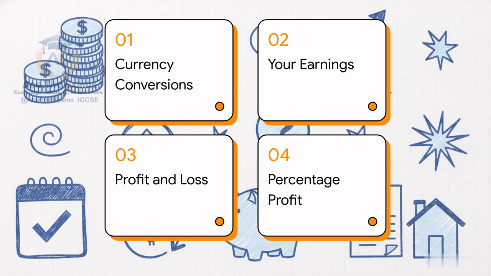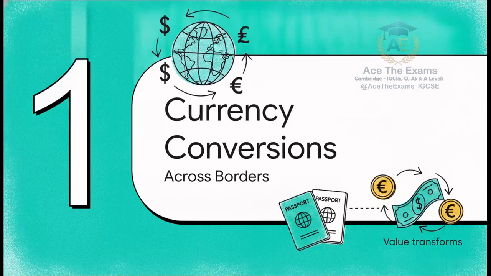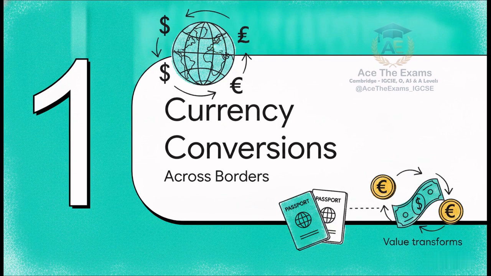We're going to cover global currency conversions, figure out how your earnings actually work, calculate profit and loss, and finally, look at percentage profit and depreciation. Kicking things off with Section 1, Global Currency Conversions and Moving Money Across Borders.